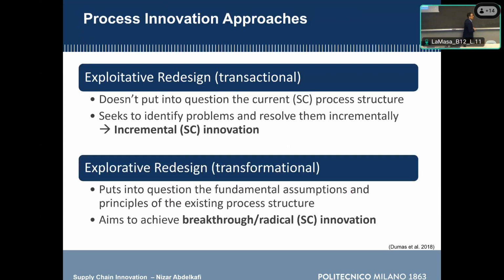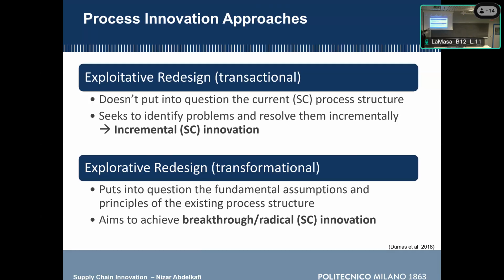But we make a distinction between two types of process redesigns. The first is exploitative redesign. Exploitative redesign is an incremental improvement. We are just improving the process in an incremental way, with just small adjustments of the process. And we will see how we can make these adjustments by applying certain tools, certain approaches. So we are not putting in question the main process structure. What we want to achieve is a small improvement in the process to make it better.